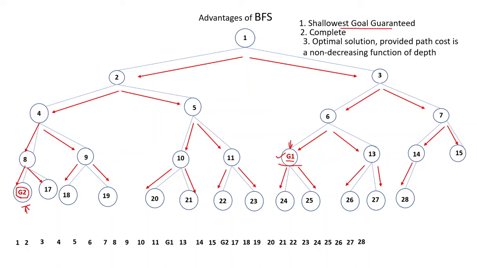Now breadth first search, the second point says it's always complete. Why is it said that it's complete? Now see, let us take this node 1. Now node 1, in the list of the pointers to the directly connected nodes, we have two nodes, that is node number 2 and node number 3.